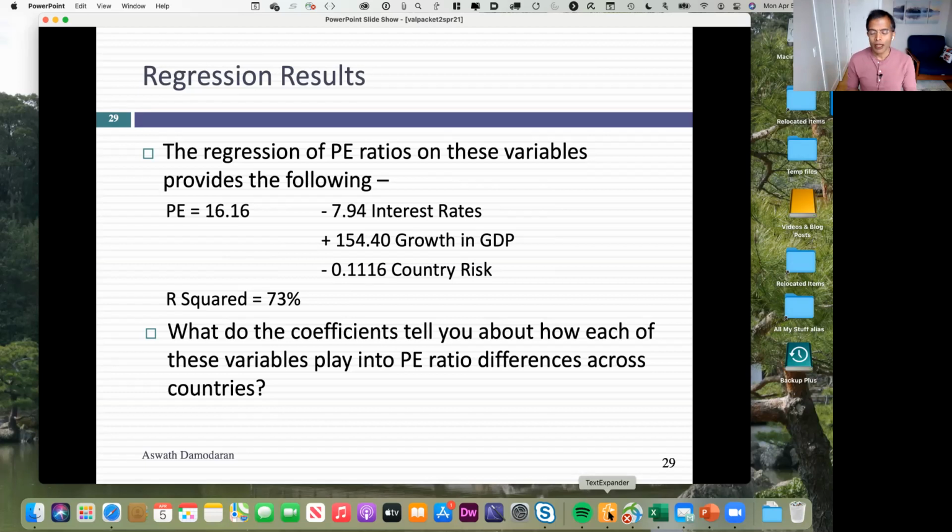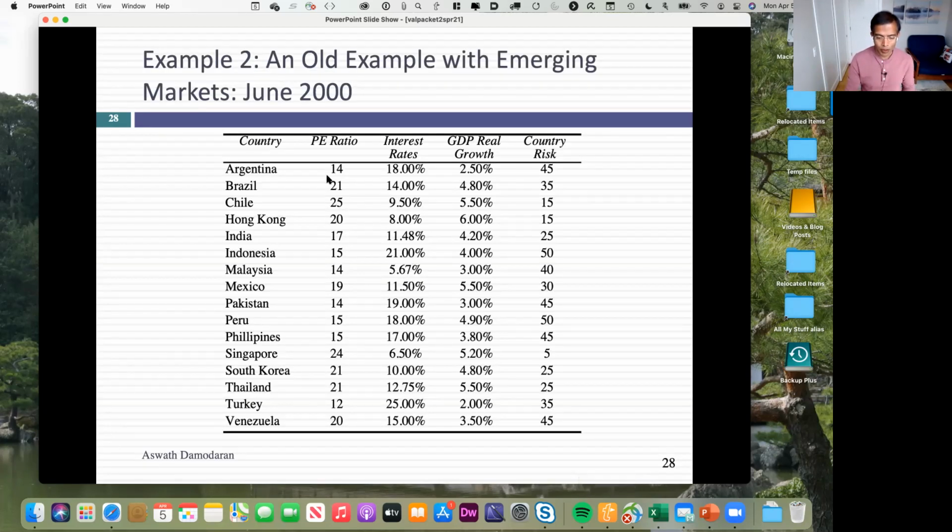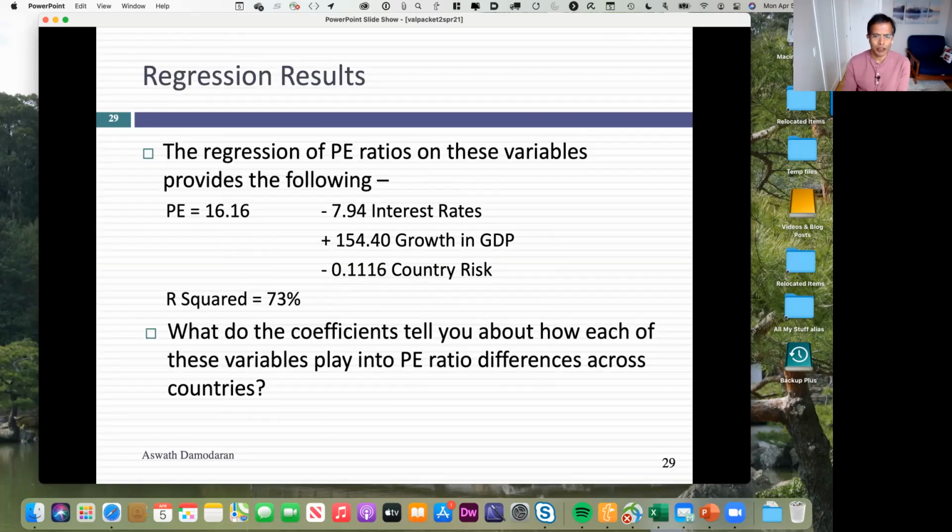So I took that table you saw on the previous page. I made my PE ratio my dependent variable, and interest rates, real growth, and country risk my independent variables. I ran a regression. Remember, it's a multiple regression. I'm going to go through the coefficients and you tell me whether the coefficients make sense. I found that countries with higher interest rates have lower PE ratios. Kind of makes sense, right?